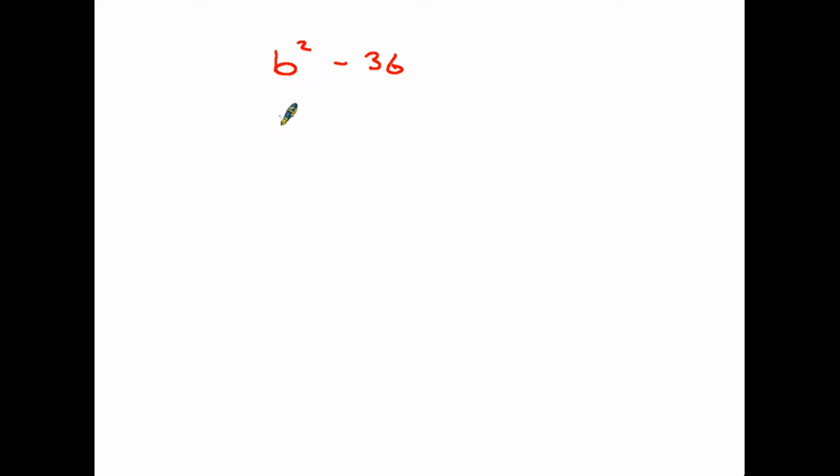First of all, another basic one. We have b squared minus 36. And again, we're being asked to factorise. So, first job, b squared. The square root of b squared is b. The square root of 36 is 6. So now we have our two terms, b and 6.